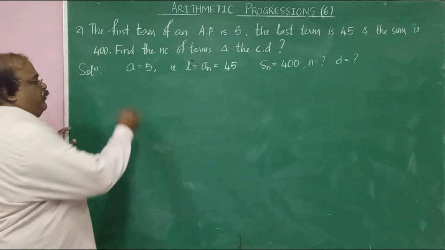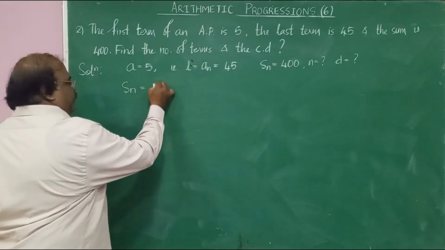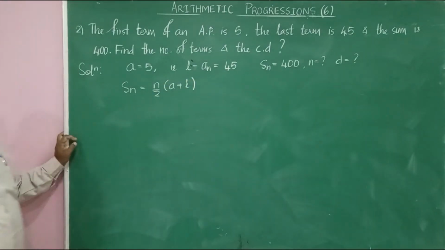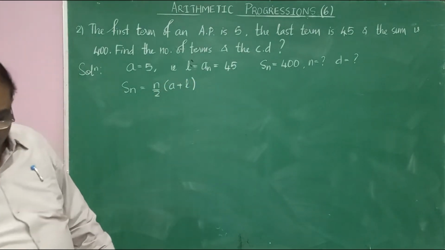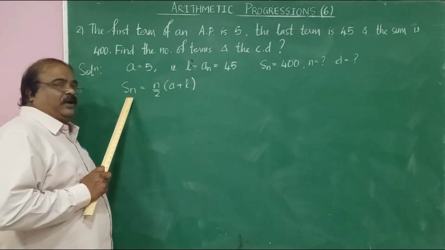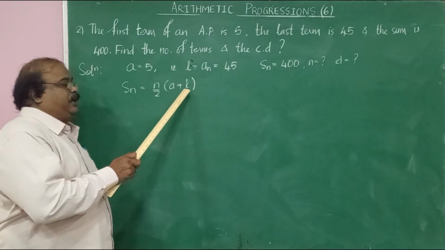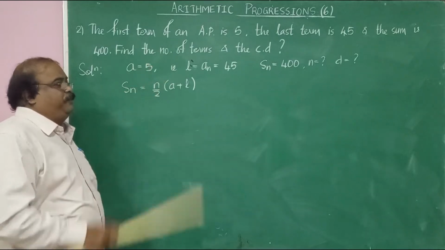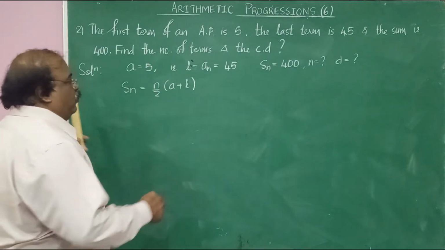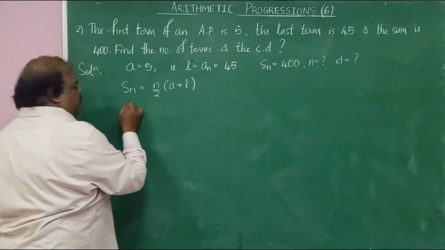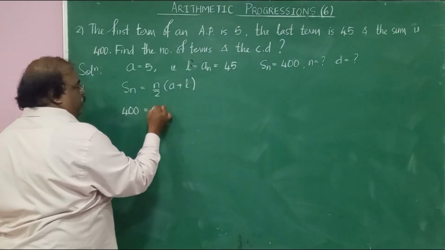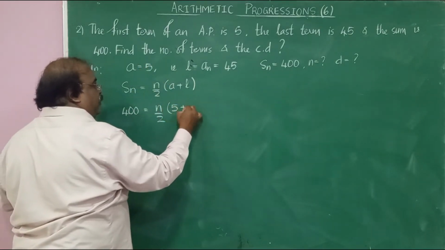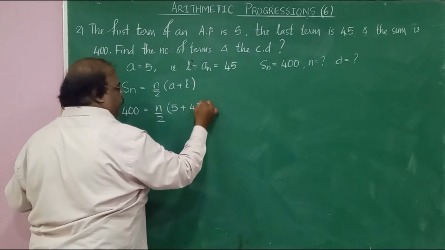Now let me first use the formula. We know that Sn is equal to n upon 2 into bracket a plus l. There are two formulas to calculate the sum to n terms of an arithmetic progression. One is Sn is equal to n upon 2 into bracket a plus l. The other one is Sn is equal to n upon 2 into bracket 2a plus n minus 1 into d. Now, I know the sum of the series is 400. n is the unknown term. The first term is 5.